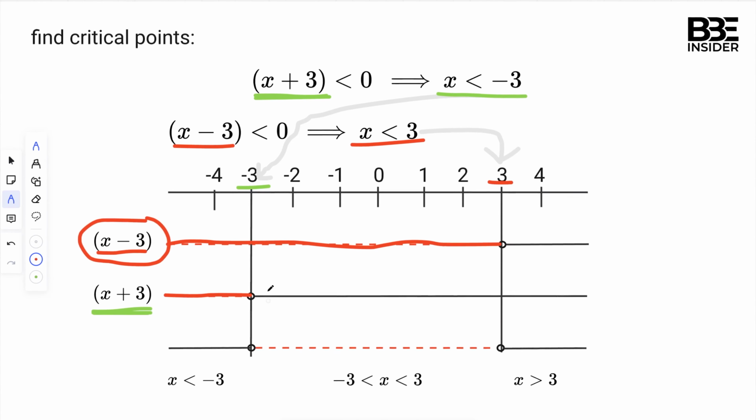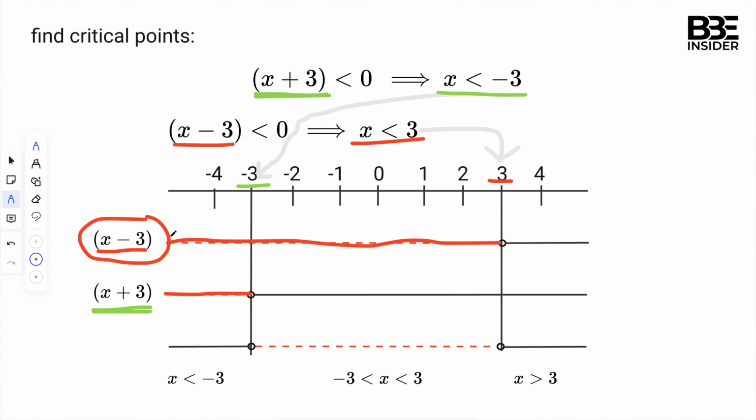Now, let's apply this in the sign diagram. As you can see right here, we have a negative and a negative value resulting in a positive overall expression. In the next case, we have a negative and a positive value on the interval, leading to a negative overall expression. In the last case, both terms are positive, leading to a positive overall expression.